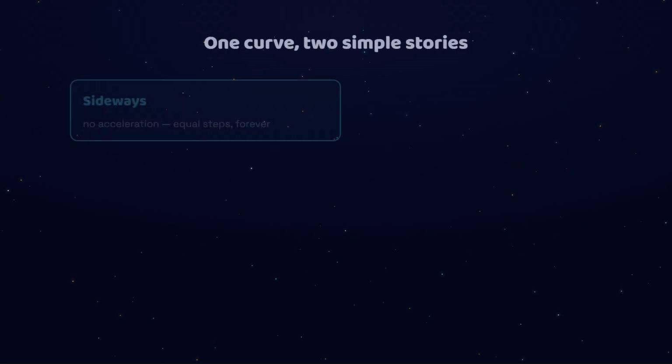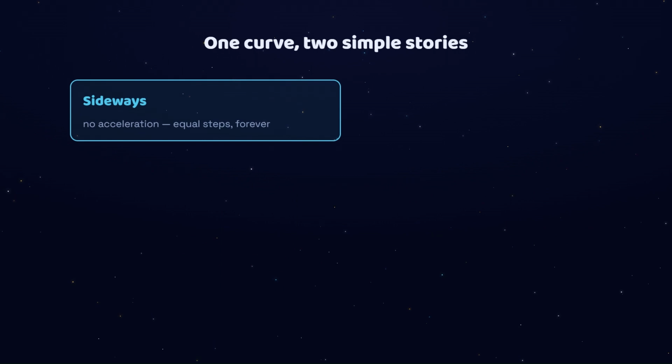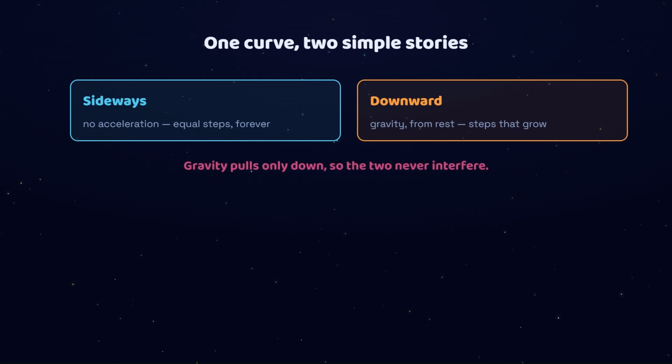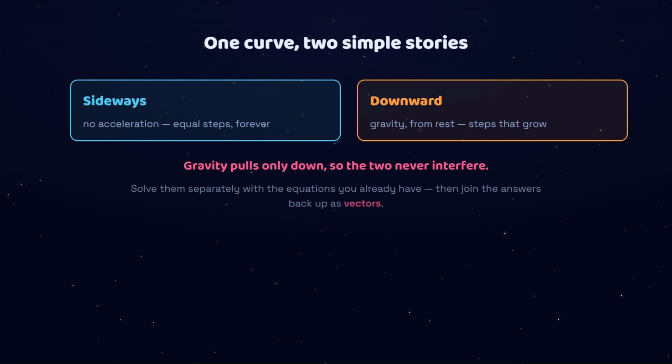Let's wrap it up. One path, but two completely independent motions. Sideways, there's no acceleration, so the speed stays constant. Downward, gravity accelerates the motion from rest, so the distance covered each second keeps increasing. Because gravity acts only downward, you solve the horizontal and vertical motions separately using the equations you already know, then combine the results as vectors.